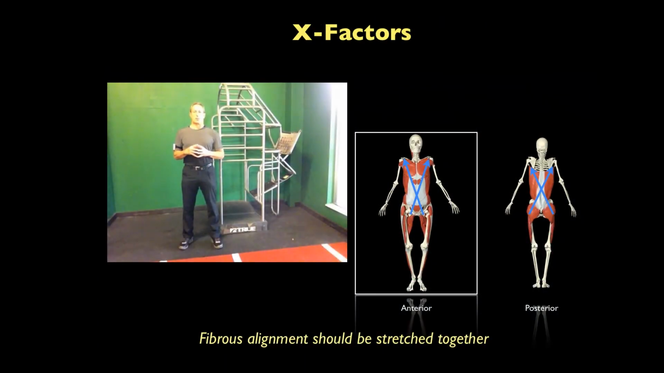We have two X factors in the body. The anterior X factor goes from opposite hip to opposite shoulder, and the posterior X factor goes from opposite hip, the gluteal complex, into the opposite lat. Anytime that you have extension and rotation, you're getting a stretch through the adductors into the hip flexors towards the opposite oblique, into the pec, into the anterior shoulder.